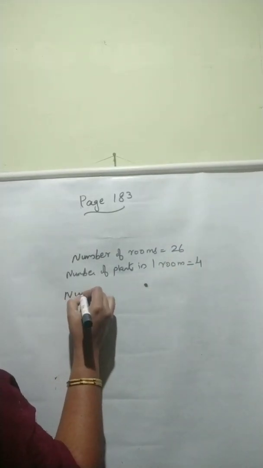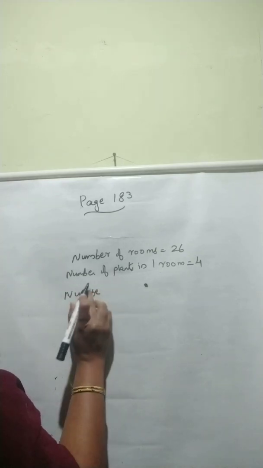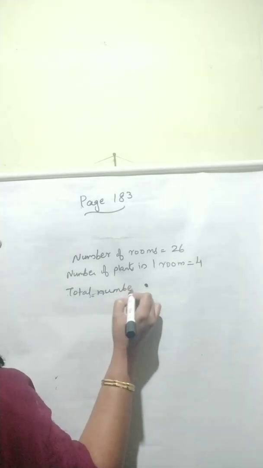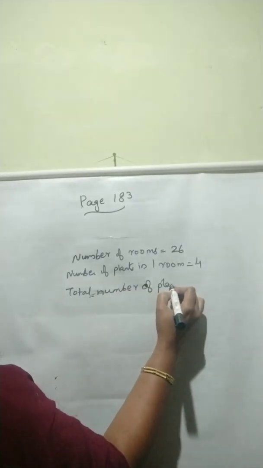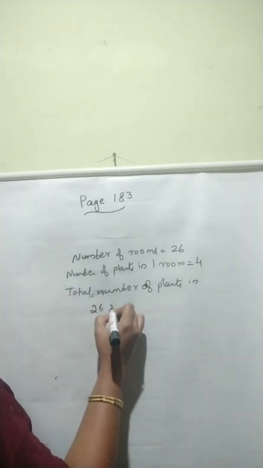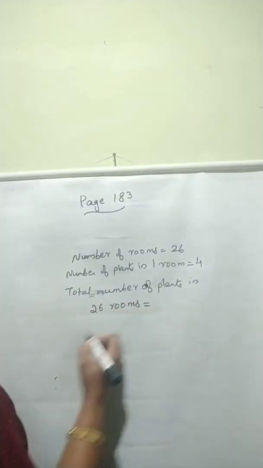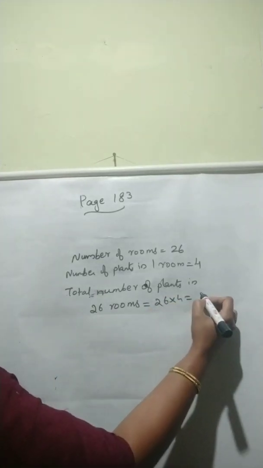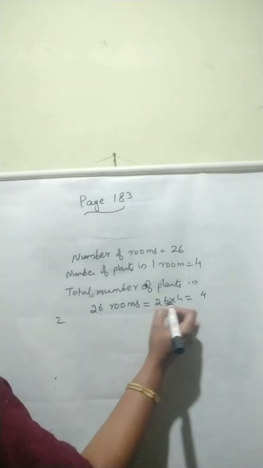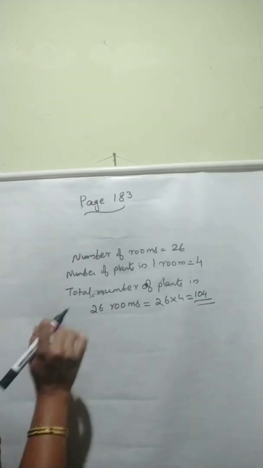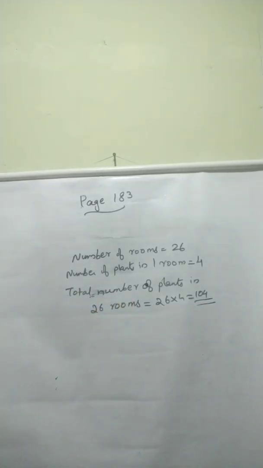So now we can write the total number of plants in 26 rooms. 26 rooms are there. So we can write 26 multiplied by 4. 6 times 4, 24. 2 times 4, 8. 8 plus 2, 10. 104 plants are there. Total 104 plants are there.